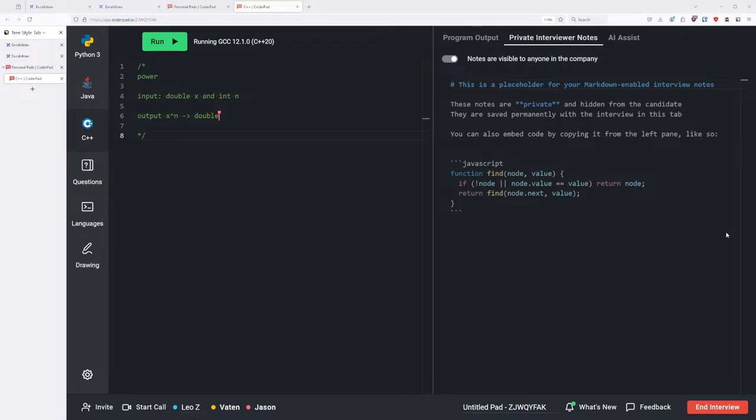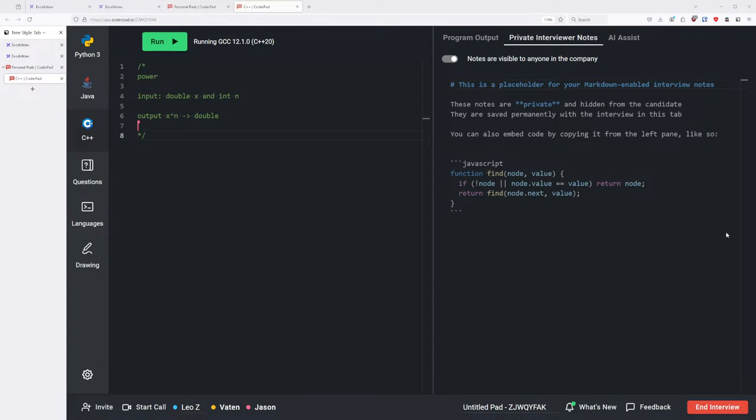Also, n can be the full integer range. So both these numbers can be the full range of their types. For the sake of argument, n can be any number from negative 2 to the 31 to positive 2 to the 31 minus 1, since in C++ it's 32 bits. And we can assume that the output fits inside of a double.